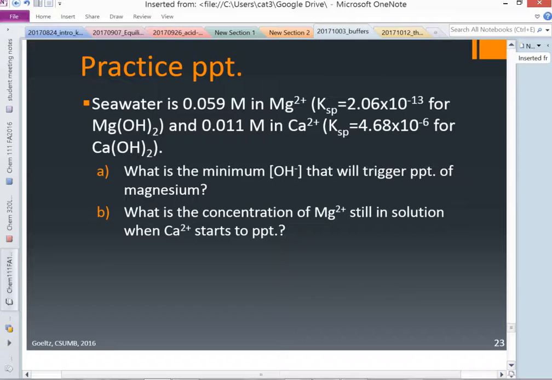Does part A ask about calcium? No. Then I'm going to ignore the calcium part for now as we do part A. Part A seems to only be concerned about hydroxide and magnesium. So which KSP will I use? The one that has magnesium in it? Start as we always do.